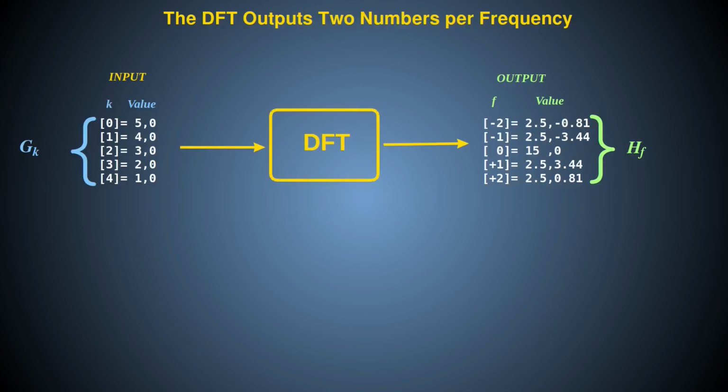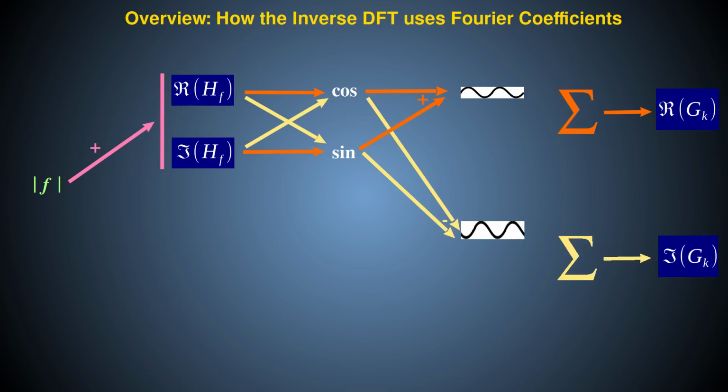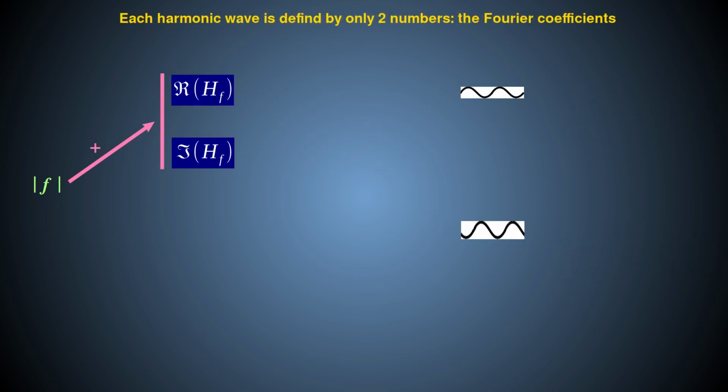From my previous videos, you'll know that at each frequency, the DFT specifies just 2 numbers, the Fourier coefficients for that frequency. And these 2 numbers define 2 specific harmonic waves, one for reconstructing the real component of the input signal, and one for reconstructing the imaginary component. Another way to look at this is to say that each single harmonic wave, at a particular frequency, is completely specified by only 2 numbers, the Fourier coefficients.